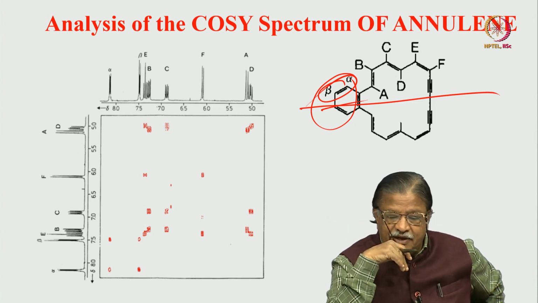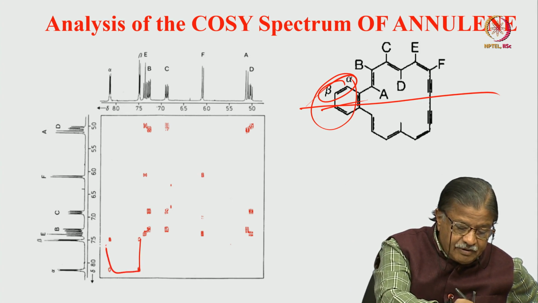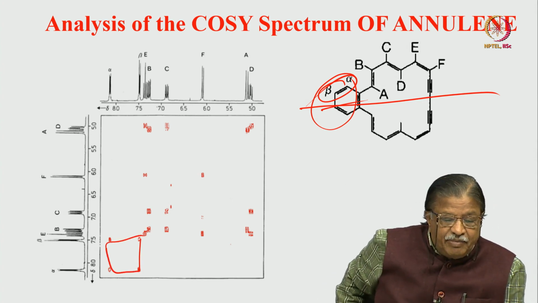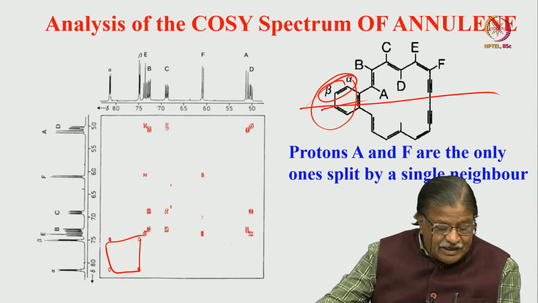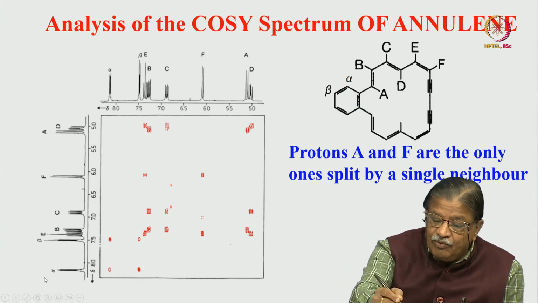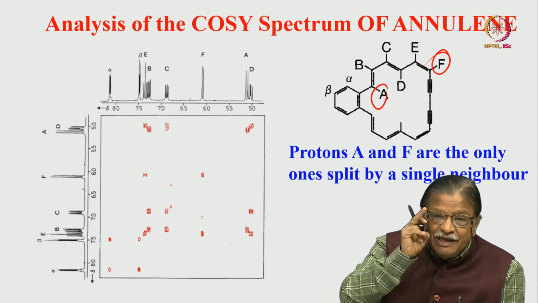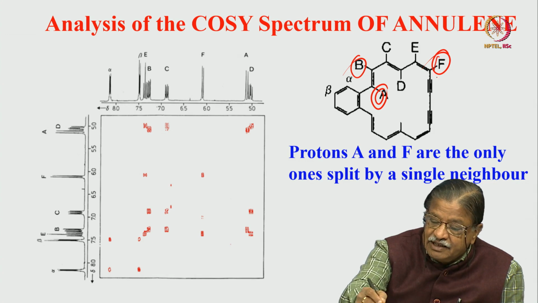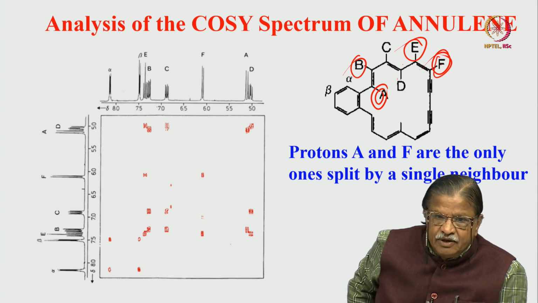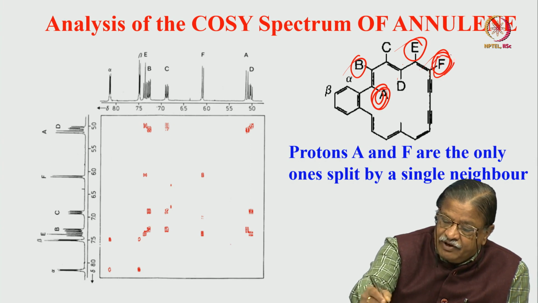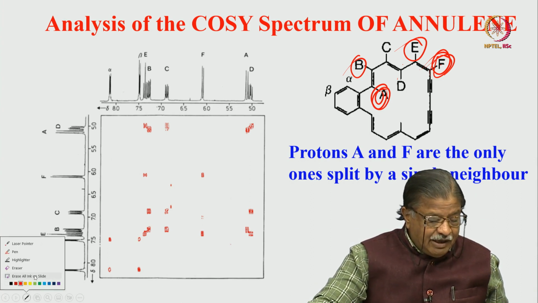Next, if I want to start the assignment, that is this one. I can go ahead and make the assignment here. This forms a phenyl group. One complete spin system can be assigned, alpha and beta aromatic protons. But further, what happens? If you look at this molecular structure carefully, you will see A and F are the protons which can be split only by a single neighbor. This can become a doublet because of this, and this can become a doublet because of this. And 4 bond couplings are not there, let us say. This A and F are the only protons which can be a doublet. It has to be a doublet because it is split by only a single proton.